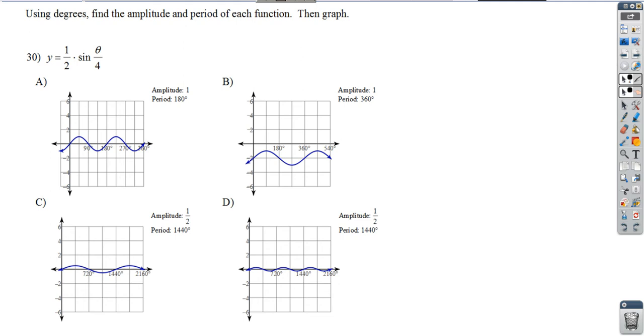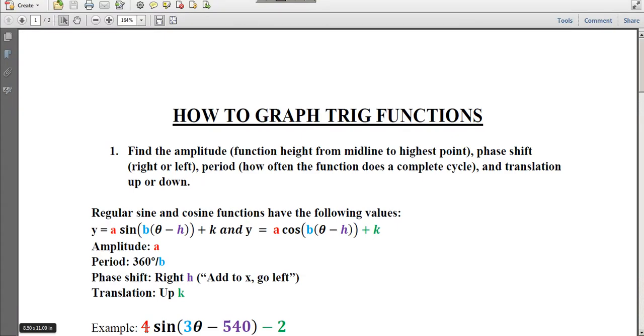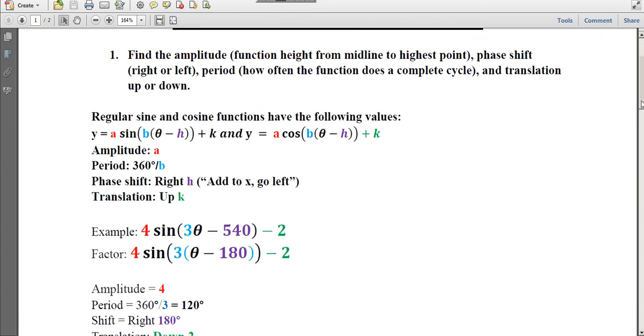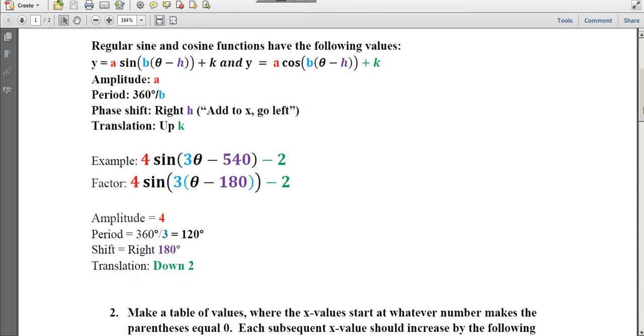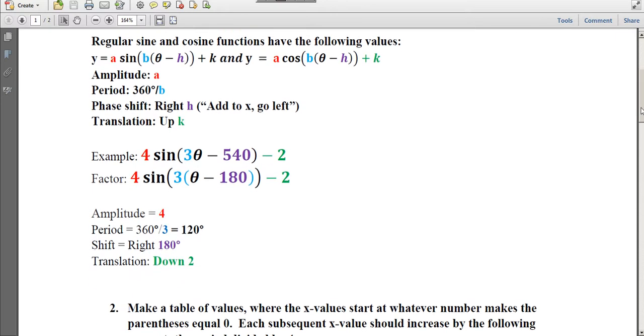So there's a little guide that I wrote up here, and it looks like this: how to graph trig function. And they just give you a couple steps. It says, first step, find the amplitude, the shift, which there isn't one on the one we're about to do, the period, and the translation up or down. Okay, so you can see at the top of the page right there, those are the basic functions, and they give you those values: a, b, theta, h, and k. A is the amplitude. 360 divided by that b number is the period. The h part is, you may remember from an earlier chapter, add to x go left, subtract from x go right, so that tells you whether you're going right or left. And the k outside is the up and down translation. Okay, so that's our first step, is figure those things out.